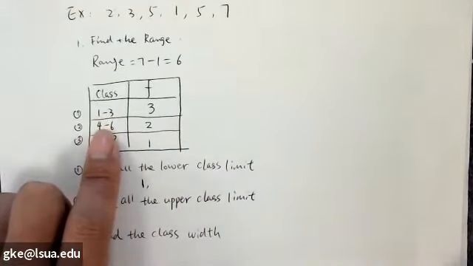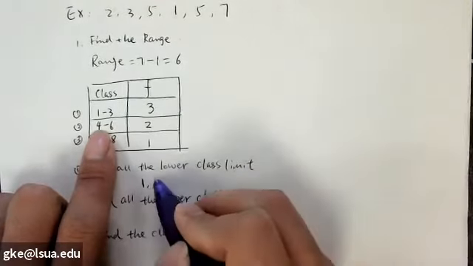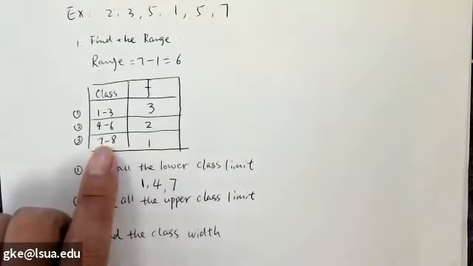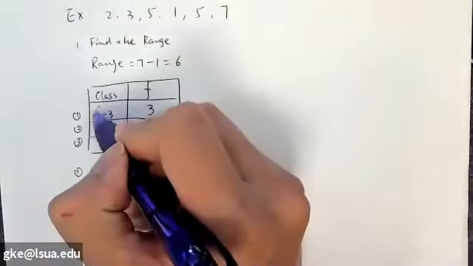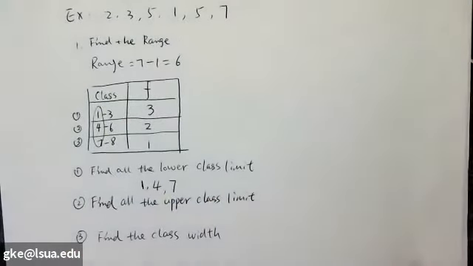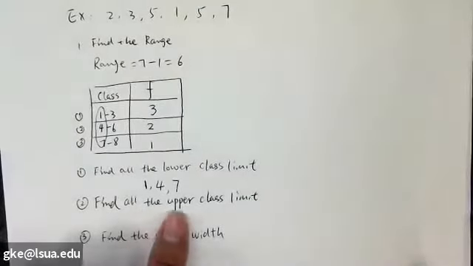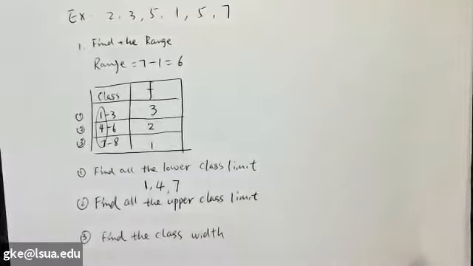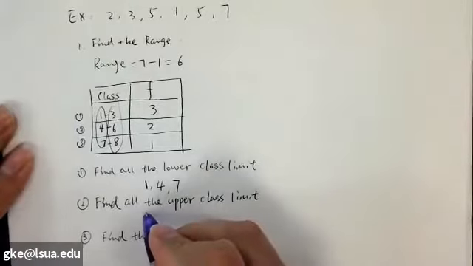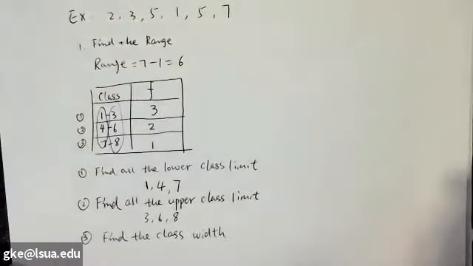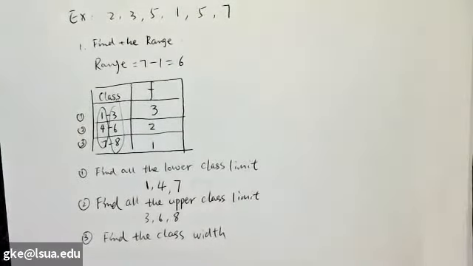And the second class is from 4 to 6, so the lower limit is 4. Very good. And for the third class it is 7. So basically, the lower class limit is the first column. Just copy it, if you know it. And the upper class limit is the second column. Just copy it, as long as you know it, right?